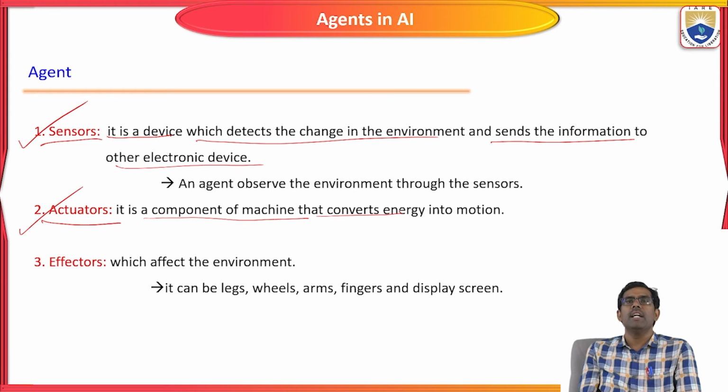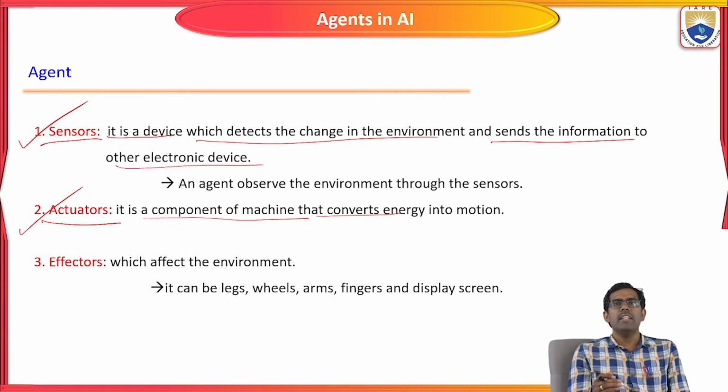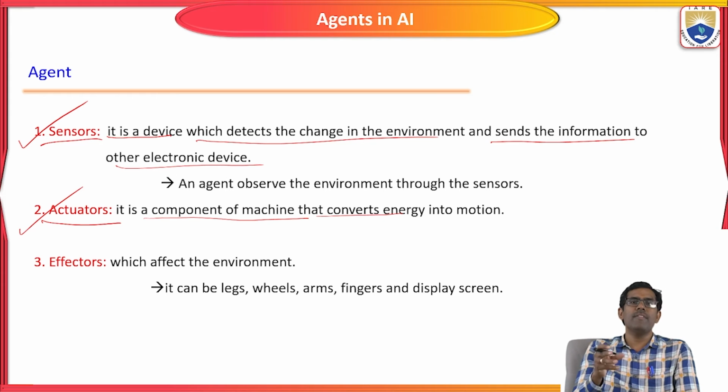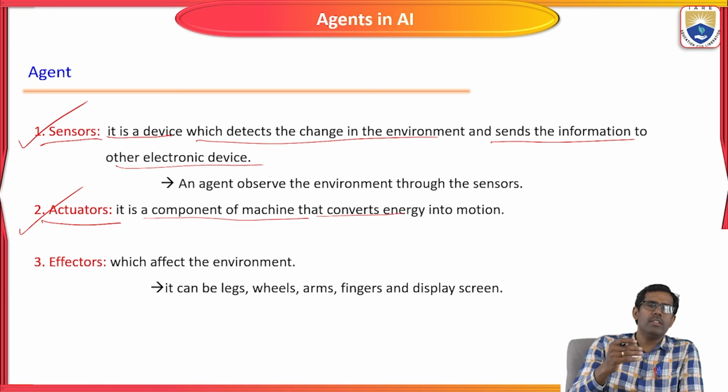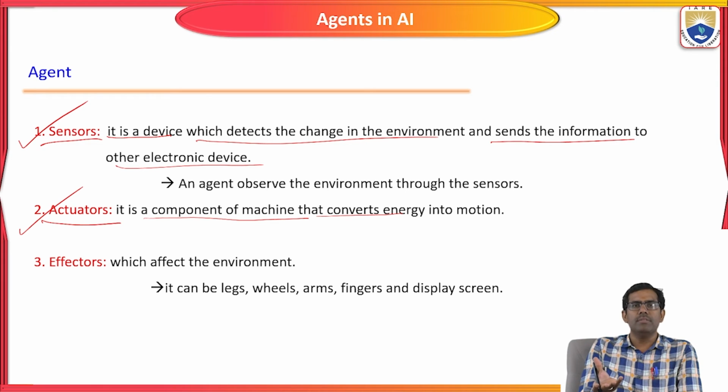converts energy into motion. Okay, energy means the information. That information will be converted into some actions. Motion is nothing but action. Based on that sensing information, that information will be converted into some action. Okay, so that is the actuator. So the things observed by the sensor will be converted into some action, that is the motion.